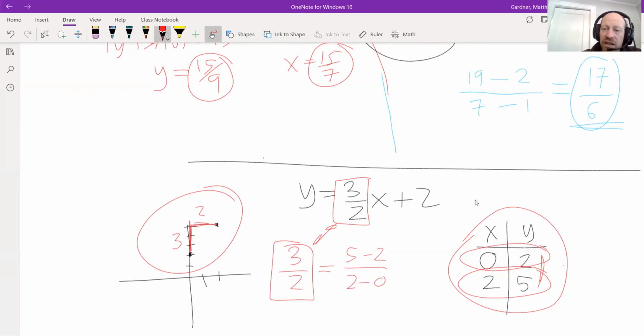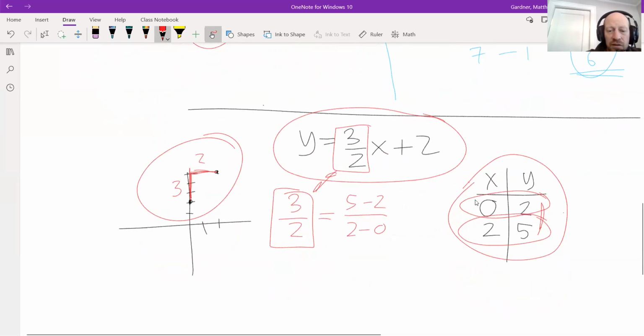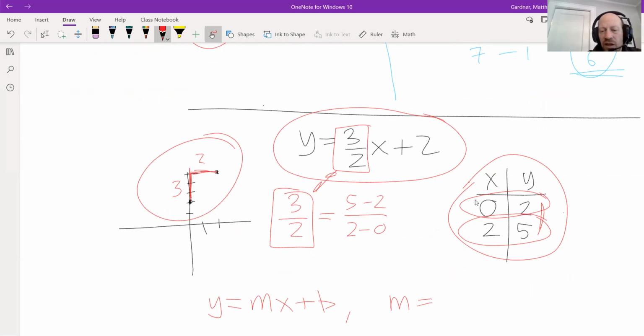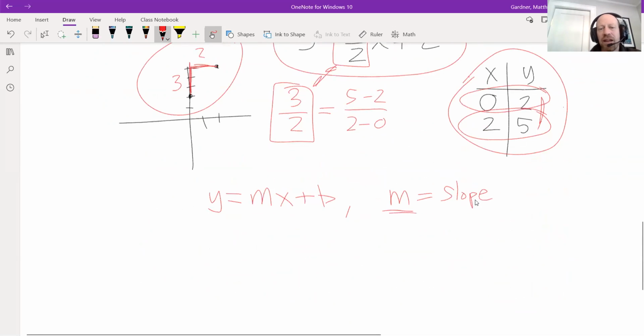So it turns out the easiest way is that when you have an equation written like this, you can find the slope directly. So if y equals mx plus b, m is equal to the slope. So if you have an equation and you can write it like this, y equals mx plus b, it has to be written like that, then you know the slope directly. And that's the easiest way if you have an equation.